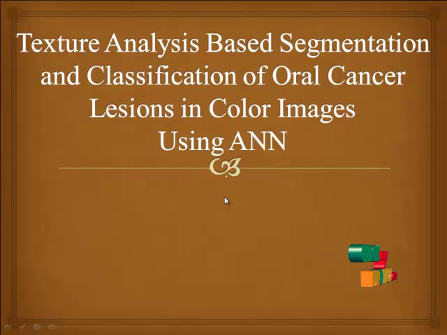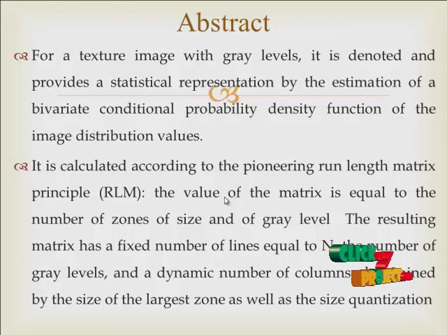Let's discuss the product. Our product is texture analysis based segmentation and classification of oral cancer lesions in color images using ANN. Features derived from the gray level co-occurrence matrix, that is GLCM, and the gray level run length matrix, that is GLRLM, are widely used for image characterization based on texture analysis.